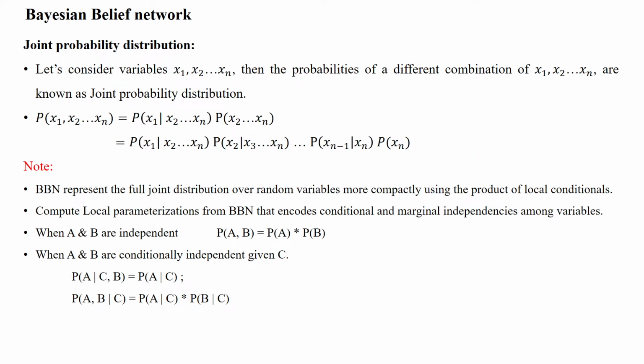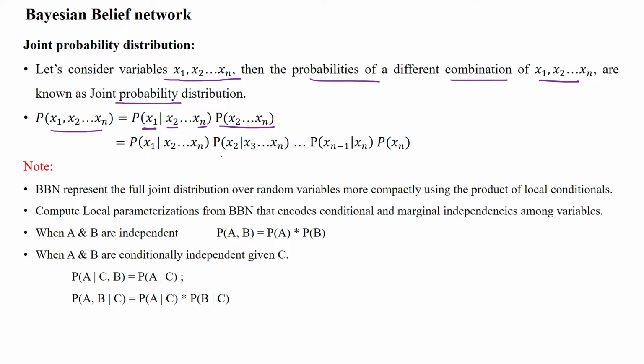Joint probability distribution is denoted as follows: for a set of variables or features x1, x2, ..., xn, the probabilities of different combinations of these features can be represented using the joint probability distribution. The probability of these n features is the probability of x1 given x2 to xn, multiplied with the probability of x2 to xn.